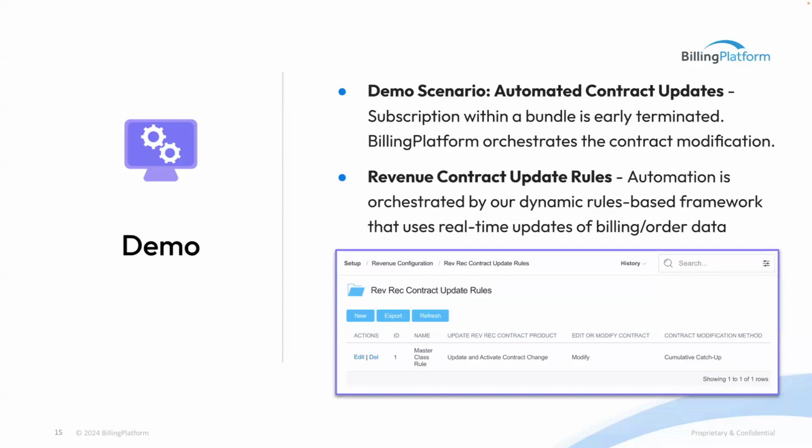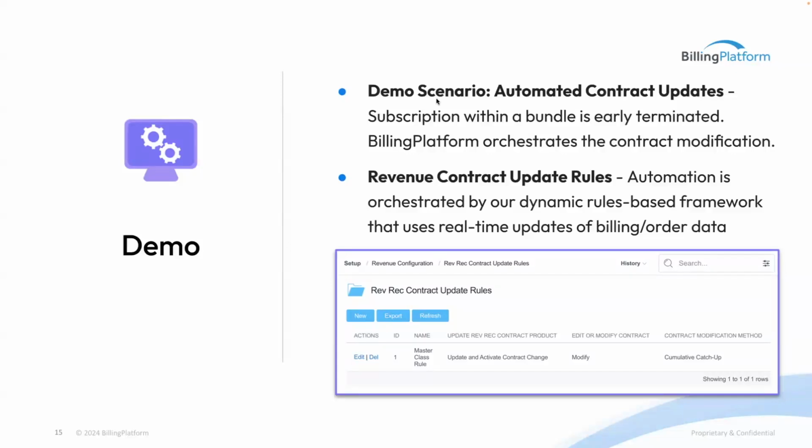system. I've got a simple scenario here where we are automating contract updates. Let's say we've got a subscription within a bundle, so it's within a revenue contract, kind of under ASC 606. And that subscription is early terminated in this case. And I'll show you how BillingPlatform and our rules-based framework orchestrates the management of the contract and the contract modification.